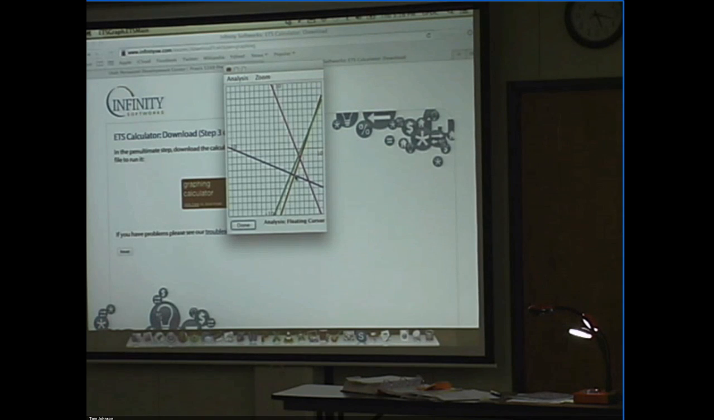The second ordered pair is going to happen right here, where x is right around 4 and y is right around negative 4. And our last ordered pair is going to be right here, where x is right around 7 and y is right around negative 5.